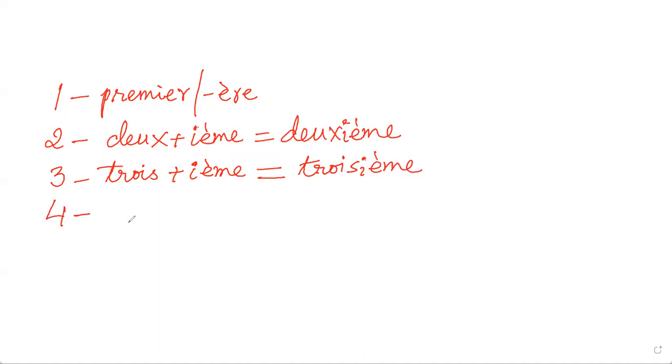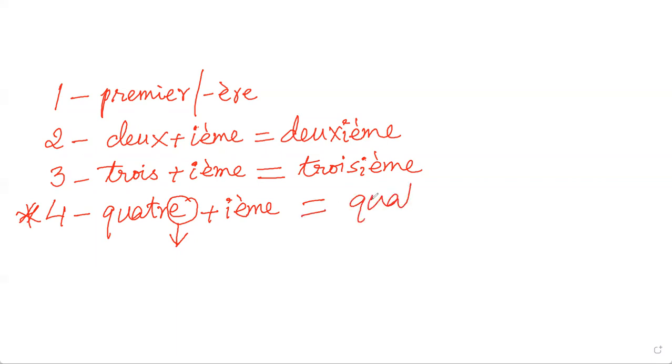Next is four. So what is four in French? We say quatre. Remember in this case, only in this case, we need to drop E. We need to drop E and then we add EM. Whenever the cardinal number ends with the letter E, we'll drop E and then we'll add EM. Remember that, okay? So it will be quatrième.